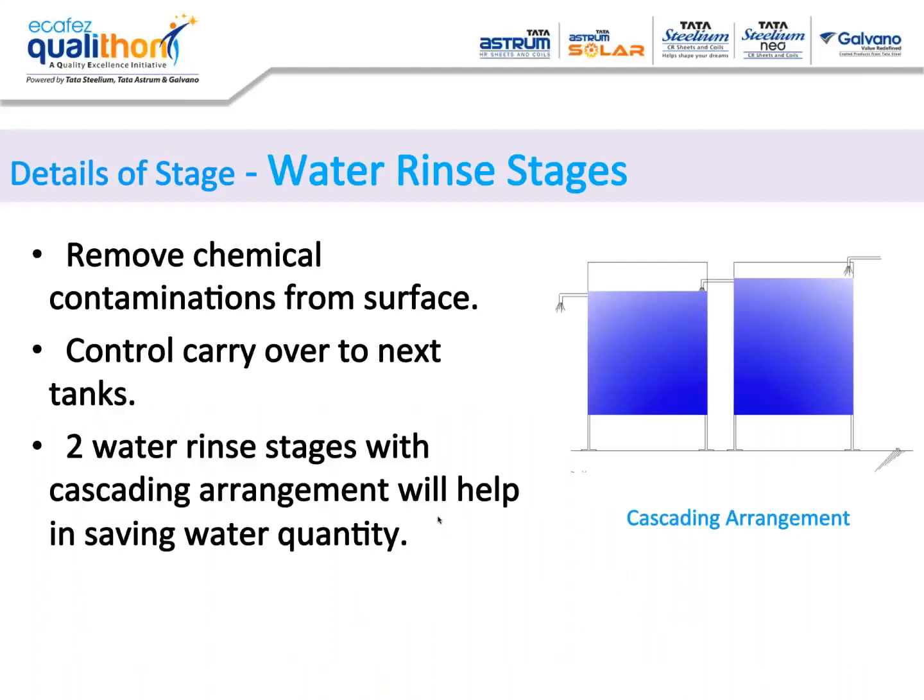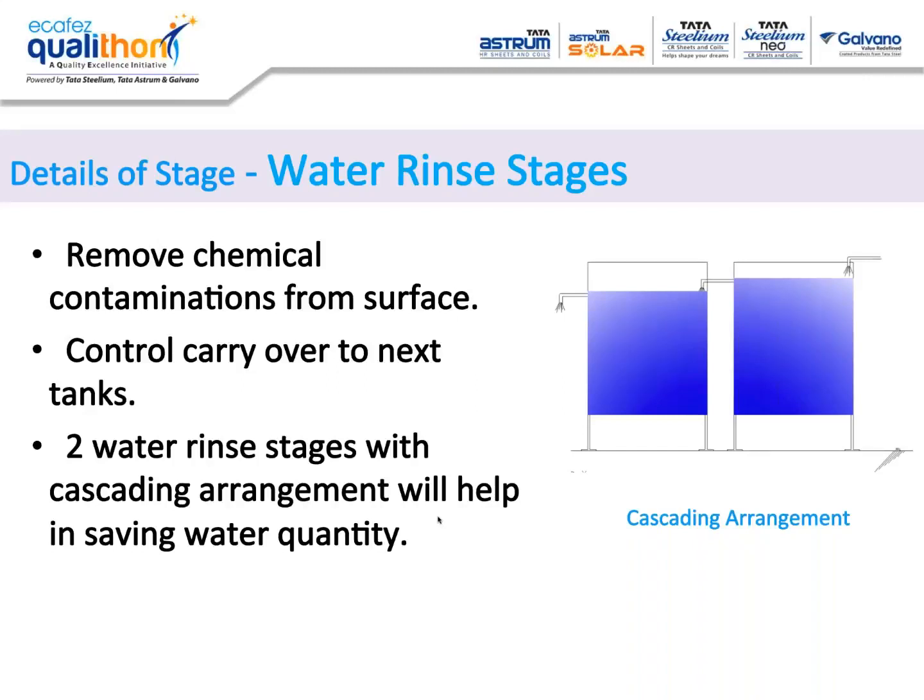Basically, these will remove the chemical carryover or chemical contamination from the job surfaces. They control carryover to the next tanks. Otherwise, what will happen is my first tank is alkali and the second tank is, suppose, acid. I'll be carrying over this alkali into the acid tank and letting them react together rather than reacting with my job surface. So between every two stages, I need a water rinse stage.